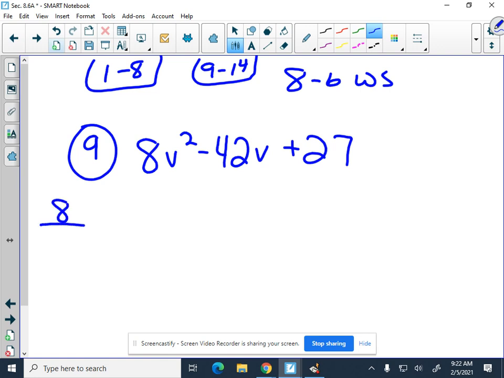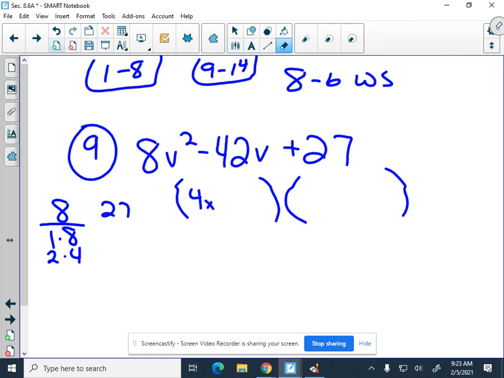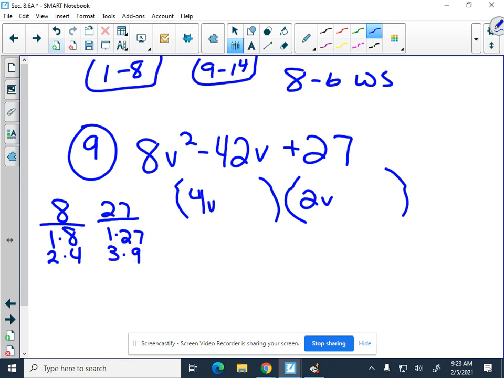With the 8, we figure out all the ways to multiply to get 8. That's our first number. We have 1 times 8 and 2 times 4. So again, when we start to factor, it really is just a guess. I'm going to put 4b and 2b. It might be the 8b. We don't know. That's why we call it guess and check. You have to work through and try it. But the 27, we have to come up with the ways to get 27. 1 and 27, 3 and 9, and that's it.